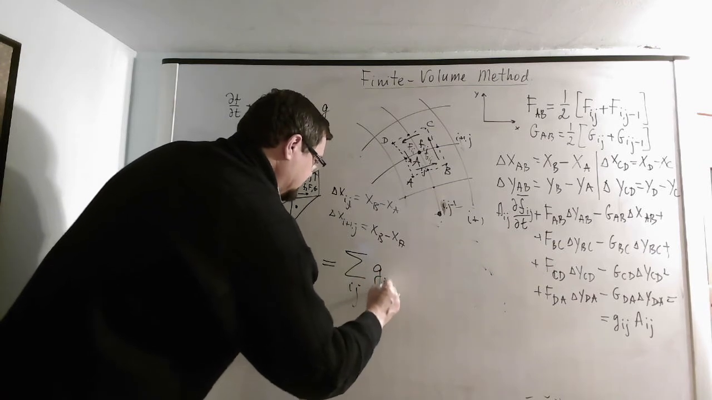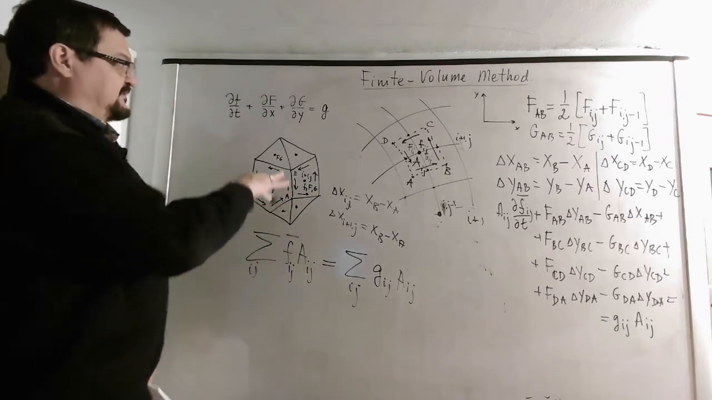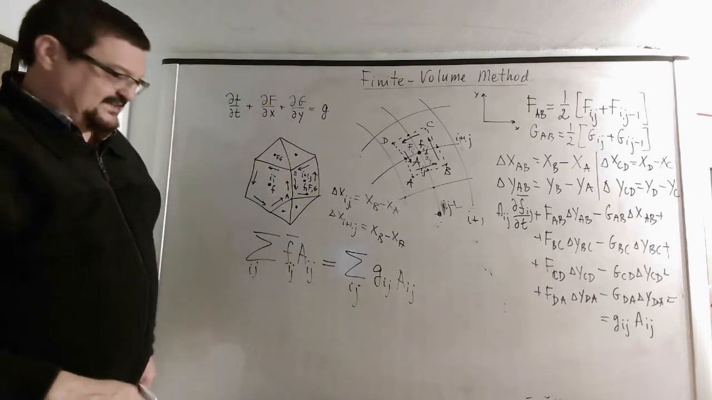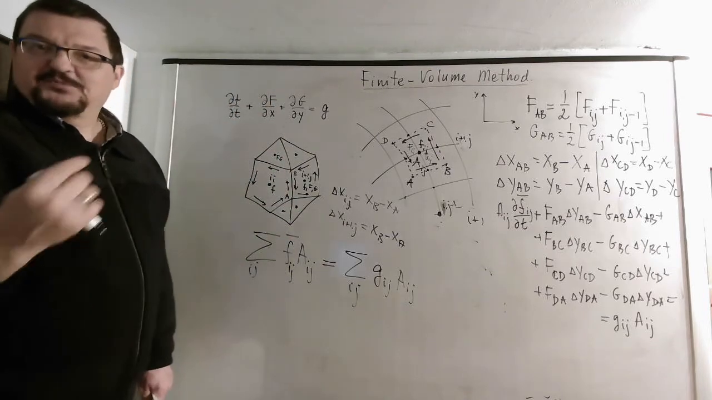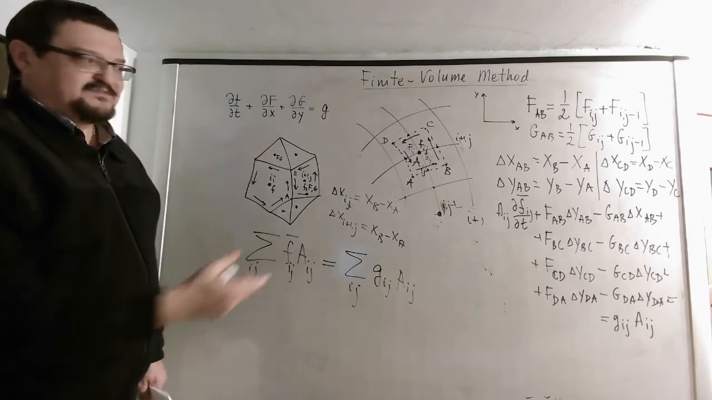the sum over i, j of the right-hand side times A_ij. So it's a complete conservation statement. All these fluxes will basically cancel out. That's the beauty of the finite volume method. You get conservation just naturally and for free.